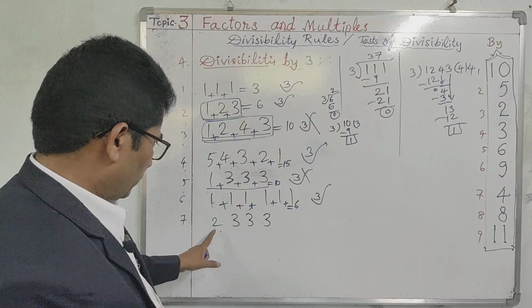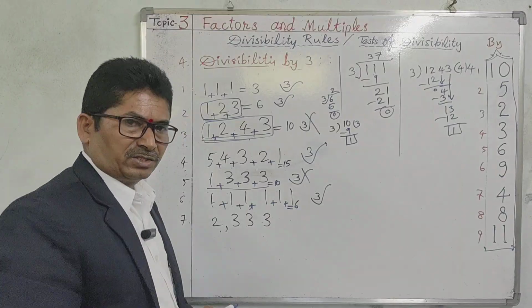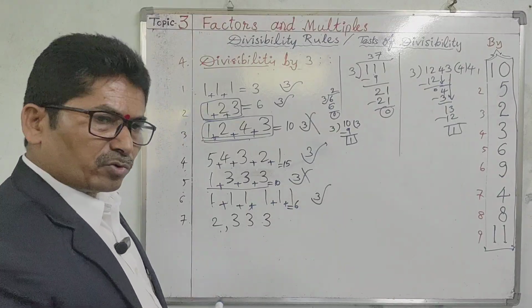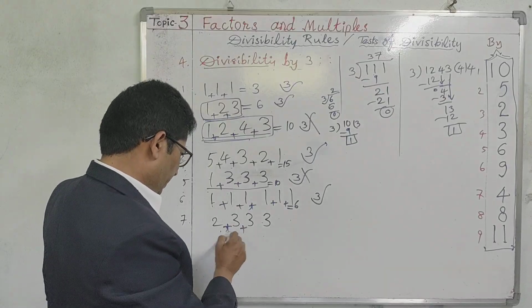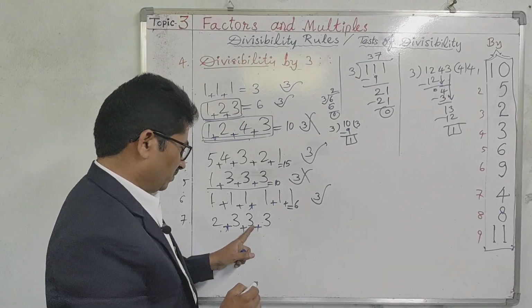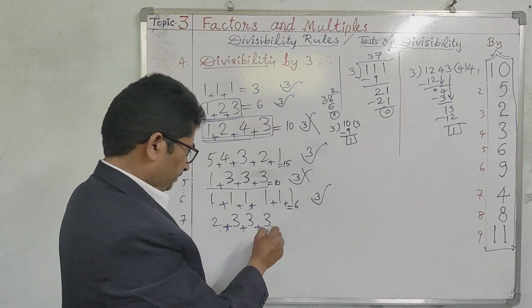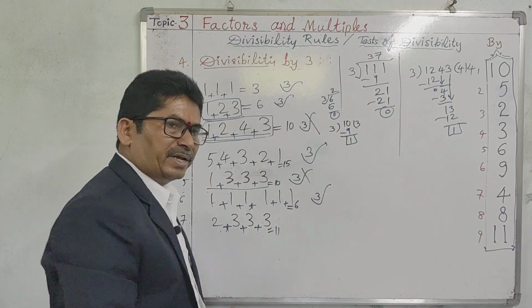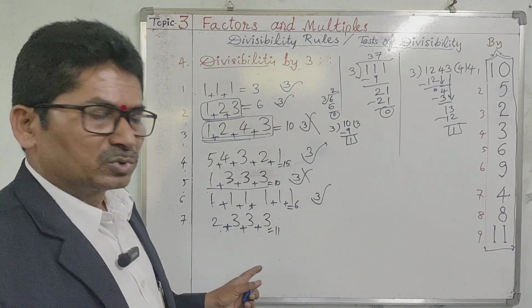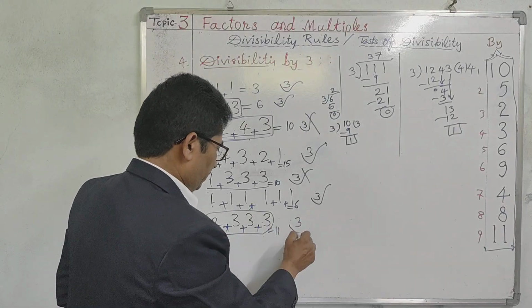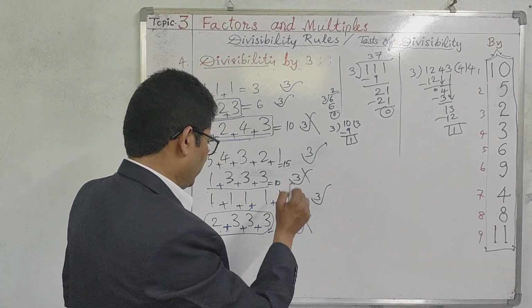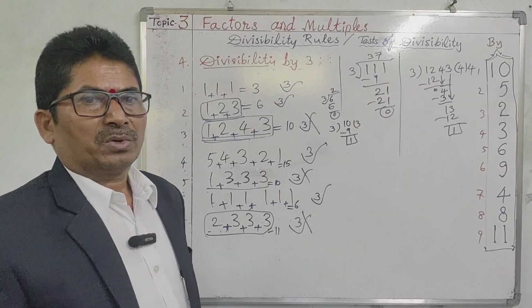Next, here we have 2,333. Is this divisible by 3? We can check. 5, 8, 11. 11. Is 11 divisible by 3? No. So that's why this total number is also not exactly divisible by 3. Not exactly divisible by 3.